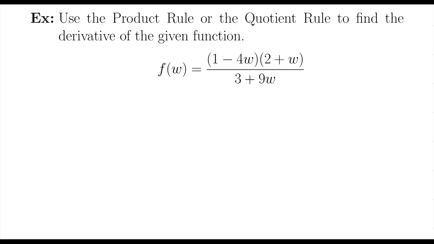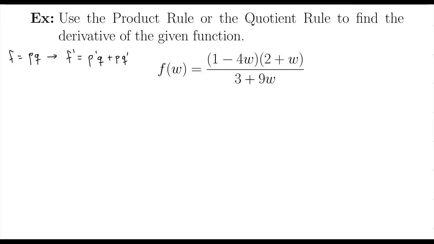The product rule says that if you have a function that can be written as a product of two other functions, then the derivative of that function can be found using this formula: the derivative of the first times the second plus the first times the derivative of the second.